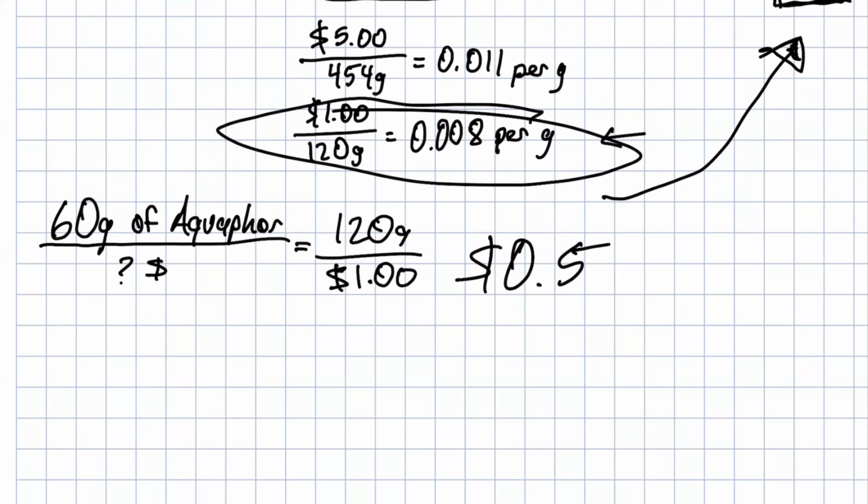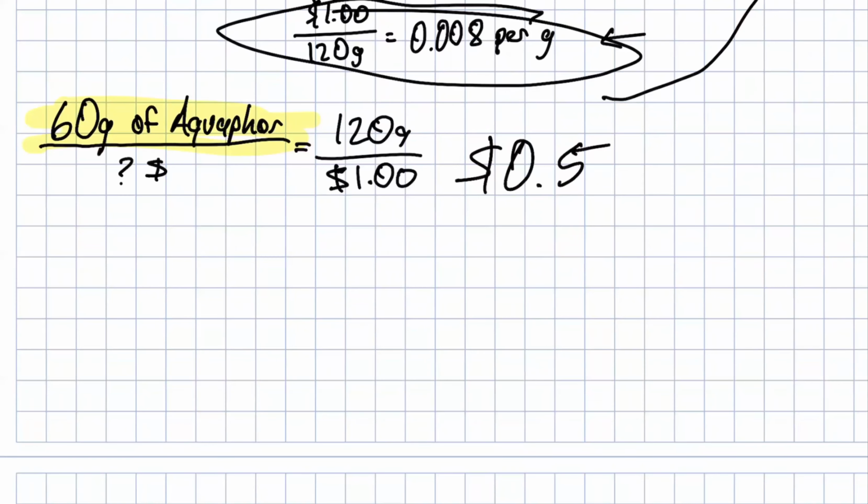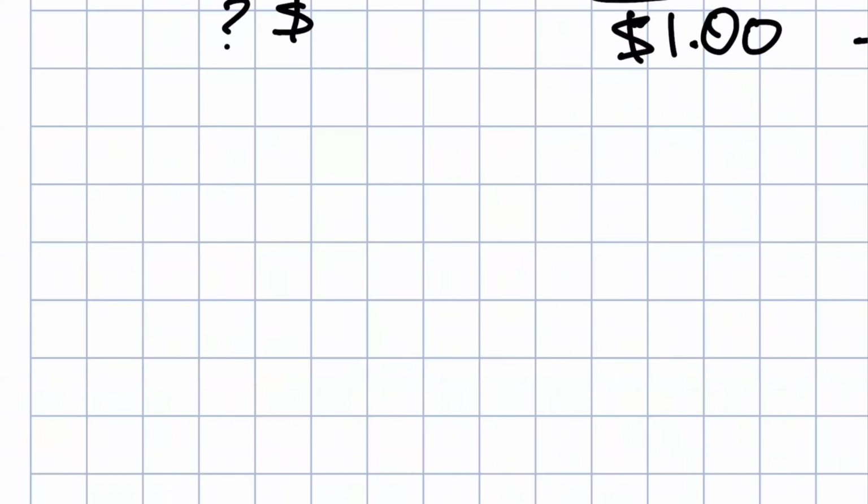Because if this person is only getting 60 grams of Aquaphor for this medication, what's to say they're not going to come back the next month and get it again, right? So you can make 2 doses from your one purchase of Aquaphor. And this goes this way with everything. It doesn't have to be as easy as Aquaphor.